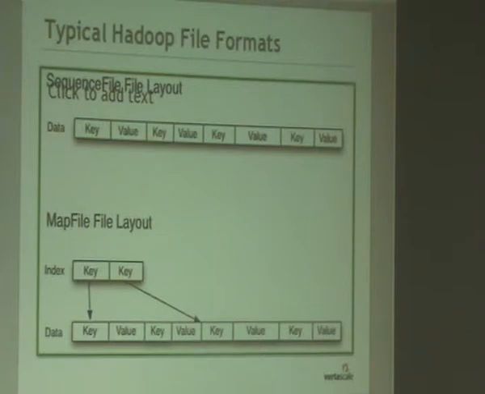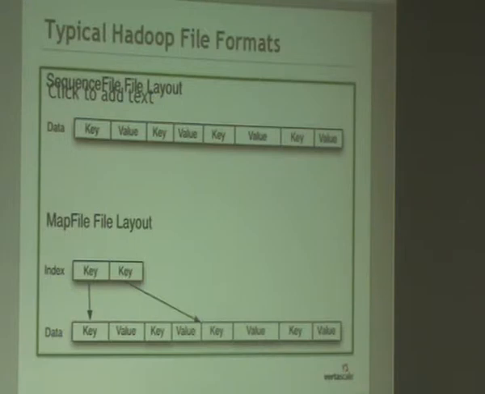And when you open a map file in Hadoop, it reads the index file into memory. And when you ask the map file to go to a particular key, it performs a binary search in memory to find the key.